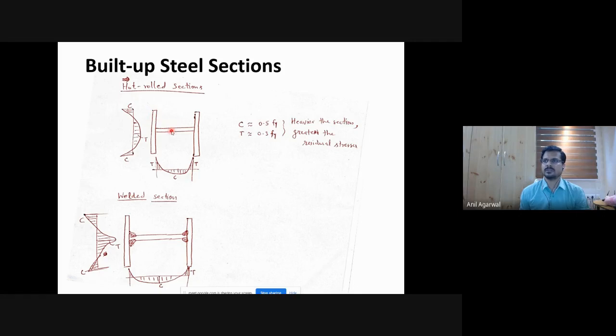So the web becomes very thin. The flange corners are thinner. Plus, they have a larger surface area per unit mass. So for a given cross-section area, the corners of the flange have larger surface area, whereas in this portion, for the given cross-section area, you have very little surface area.